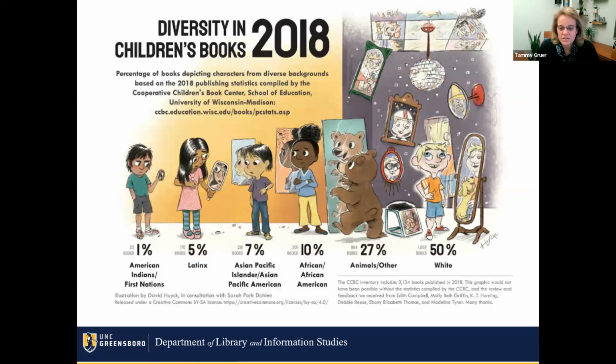One of the more updated ones is from 2018. So we're getting a little bit closer to where we are now. 1% still barely is Native Americans. Although in the last 2 years, there has been a push to produce quite a few more of those. So they are becoming a little easier to find, but it's still not popular. We moved up to 5% in Latinx, 7% Asian Pacific American. We're up to 10% in African American, and 27% are animals and others. So that's grown too. And then white is still up to 50%.